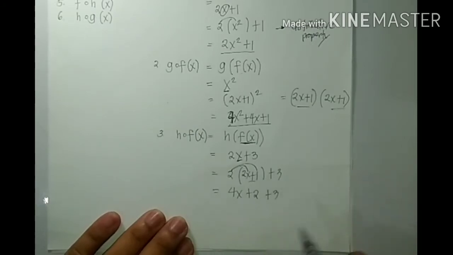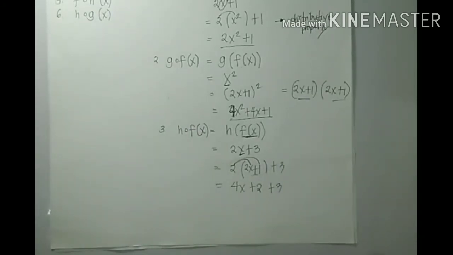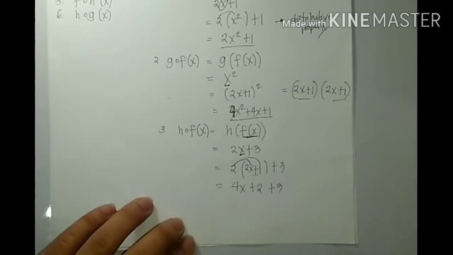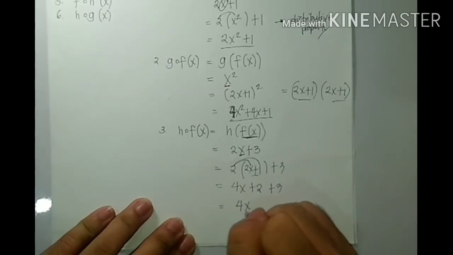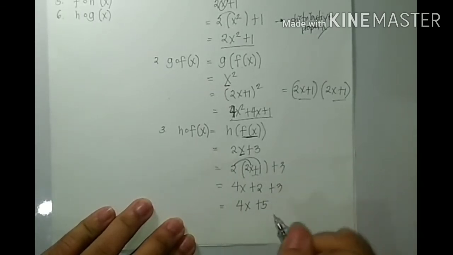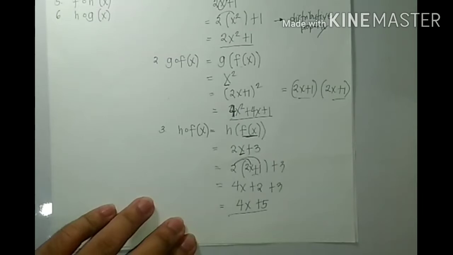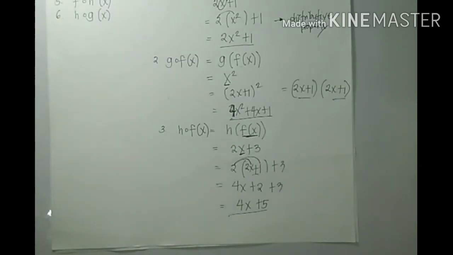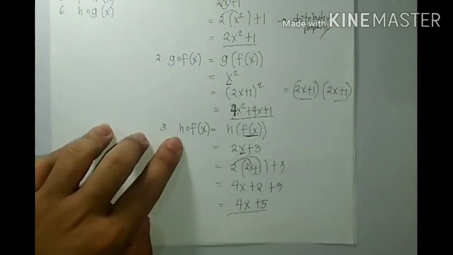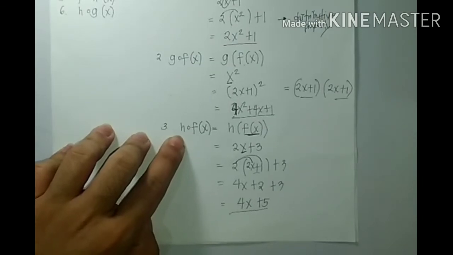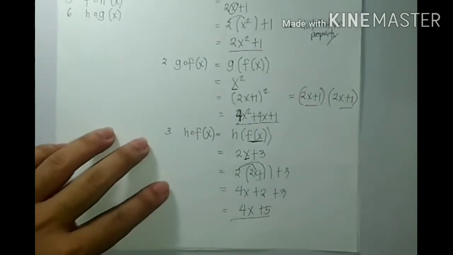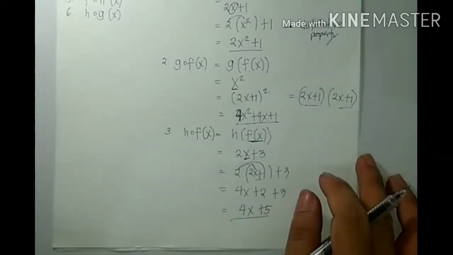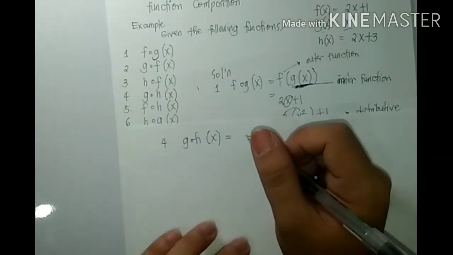Copy positive 3. Okay. Then next is combine like terms. In combining like terms, we need to add 2 and 3. So we have 4x plus 5. Okay, so this will be our final answer for the given composition of function, which is h composed with f of x. So now let us proceed to the next example.